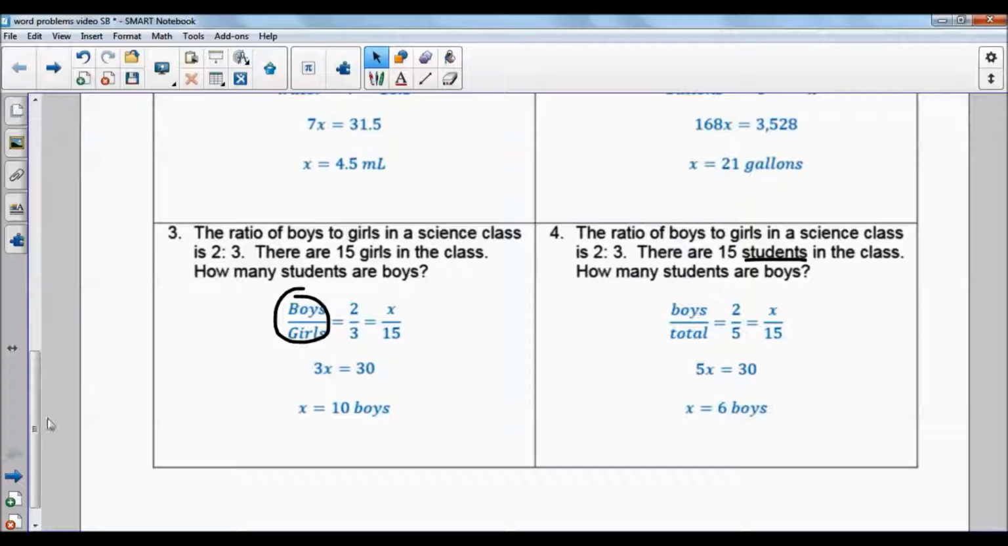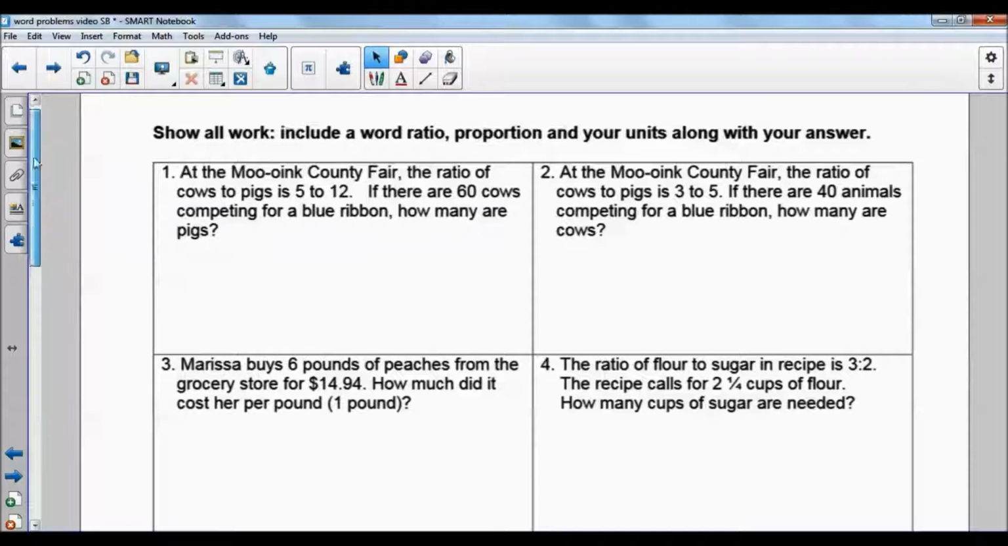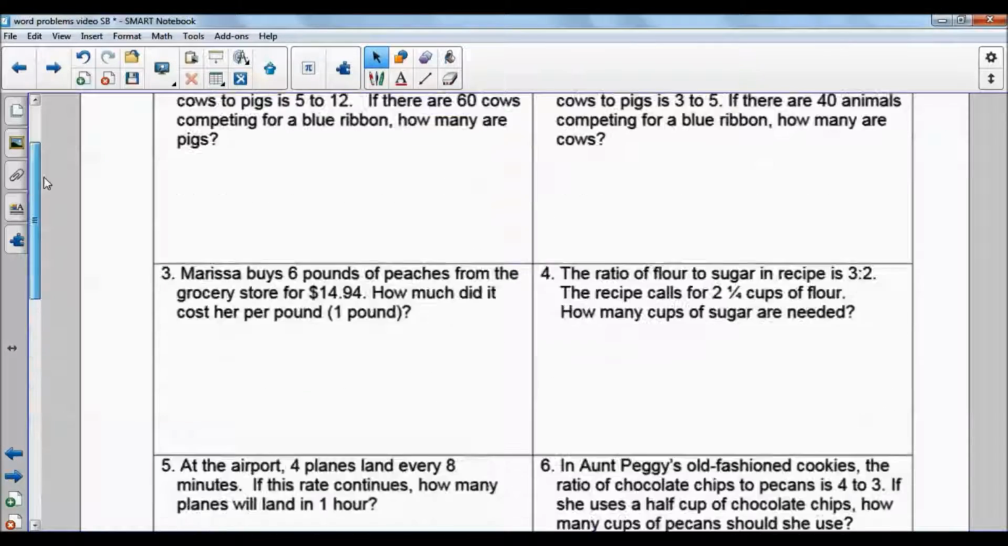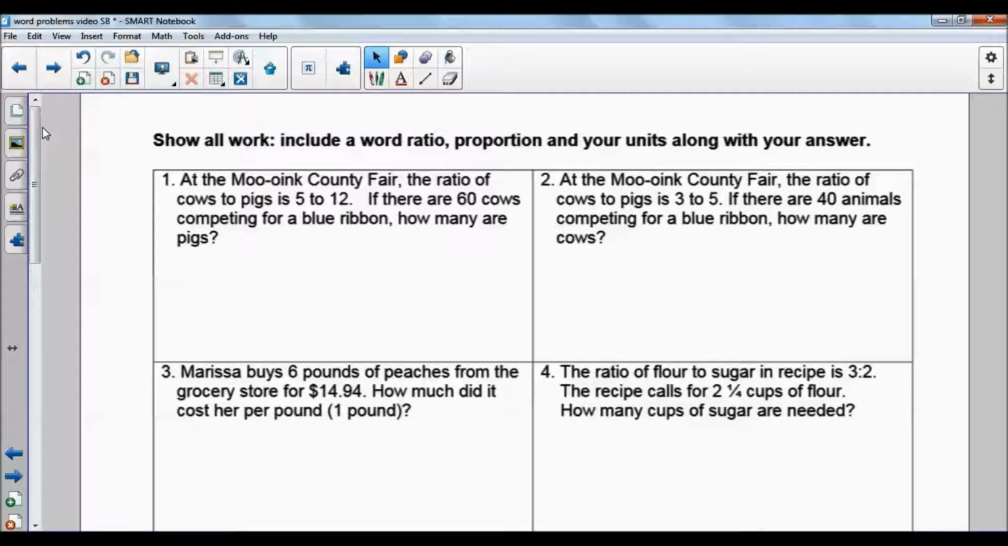Okay, on the back of this, there are plenty for you to try on your own. There are 10. When you are done, you're going to get them checked, and then you can start on your homework. Please make sure when you're solving these, you include a word ratio, the proportion, and your units. You need all of those things. Okay, the word ratio really helps to make sure you're solving it correctly. If you need help, please ask.